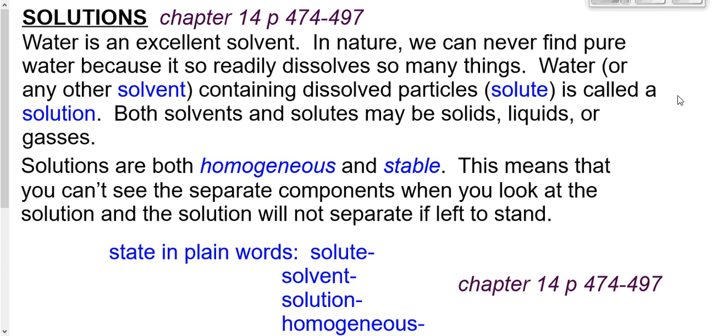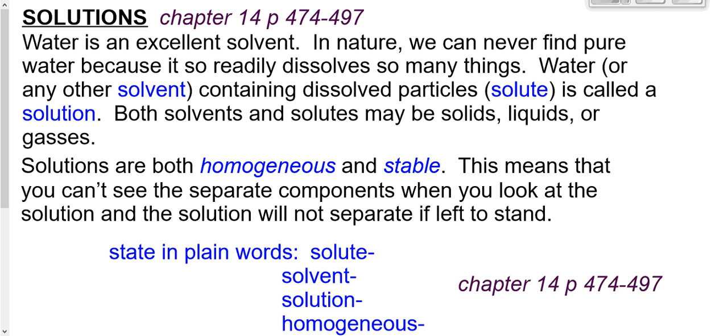So when we make a solution, we dissolve one substance in another. Traditionally, in our chemistry classes, the dissolving substance is going to be water, and the substance that does the dissolving is called the solvent. In fact, water is such a good dissolver of things that it's pretty much impossible to find it in its pure form in nature. It's always got something dissolved in it.